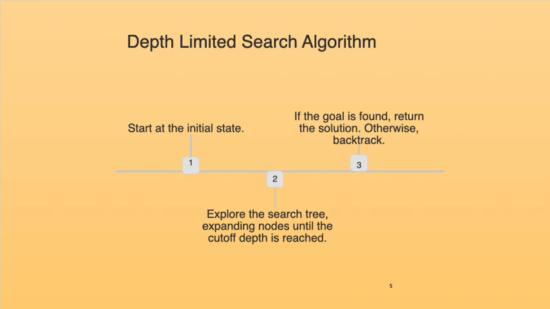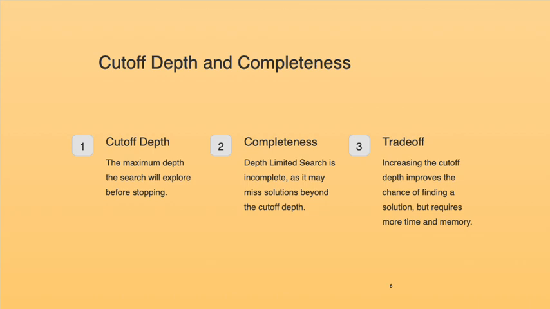The depth limited search algorithm starts at the initial state and explores the search tree, expanding nodes until the cutoff depth is reached. If the goal is found, return the solution; otherwise backtrack. Cutoff depth: the maximum depth the search will explore before stopping. Completeness: depth limited search is incomplete as it may miss solutions beyond the cutoff depth. Trade-off: increasing the cutoff depth improves the chance of finding a solution but requires more time and memory.